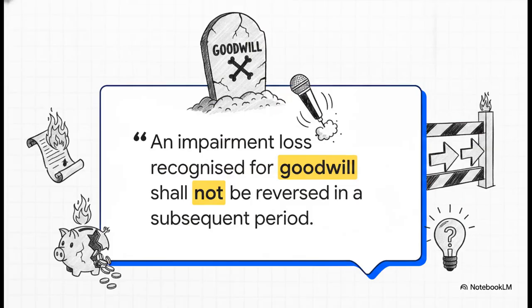And here is the absolute mic drop rule of IAS 36. This is a massive exception. Once goodwill is impaired, it is permanently dead. It is strictly forbidden from ever being reversed. Why? Because the accounting standards view any subsequent increase in recoverable amount of goodwill as internally generated goodwill, which is never, ever allowed to be recognized on a balance sheet.